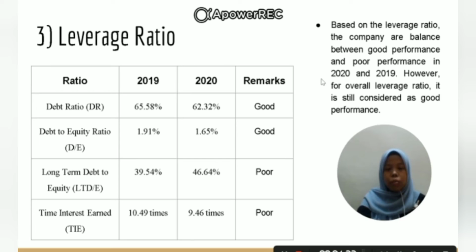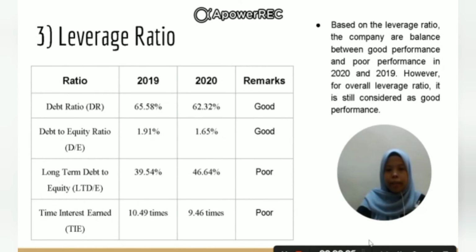Second, debt to equity ratio is equal to total liabilities divided by total equity. Debt to equity ratio shows the portion of debt being used to support the company's operation relative to equity. Low ratio is more favorable. In 2020, the company shows a good performance compared to 2019 because the company's debt is not too much and less volatile. It also lowers the financial risk.